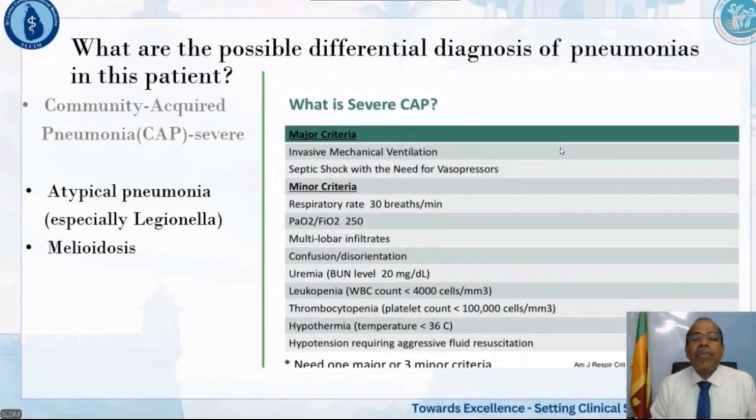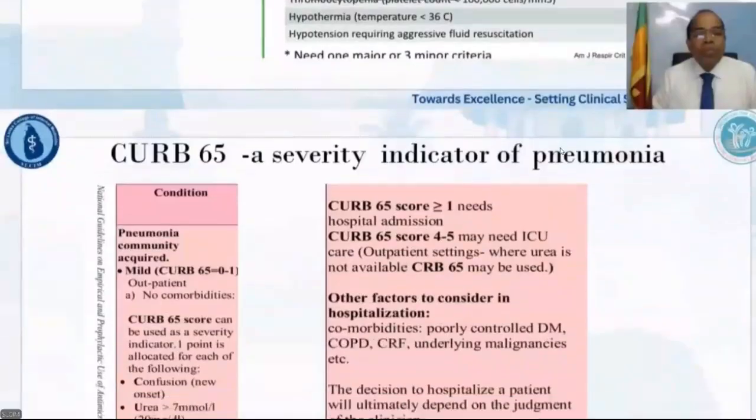So what is severe community-acquired pneumonia? This is the American Thoracic Society guideline published in 2019. According to this guideline, there are 2 major criteria and 9 minor criteria. To diagnose severe CAP, there should be 1 major criterion or 3 minor criteria. Our patient had 1 major criterion and 6 minor criteria. So it is definitely severe community-acquired pneumonia.